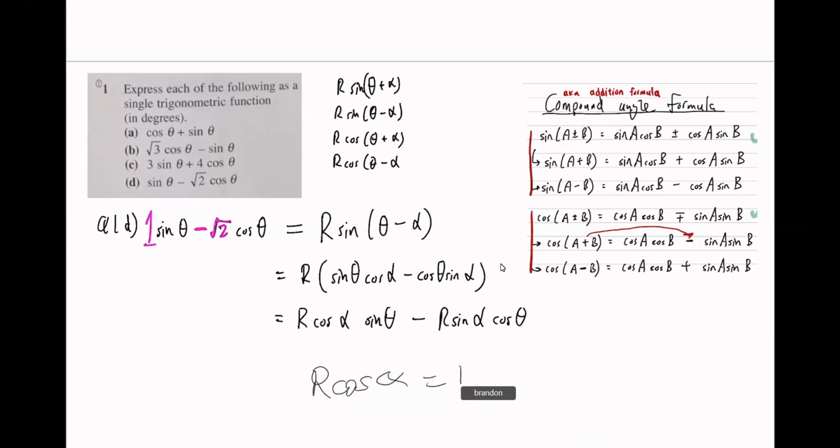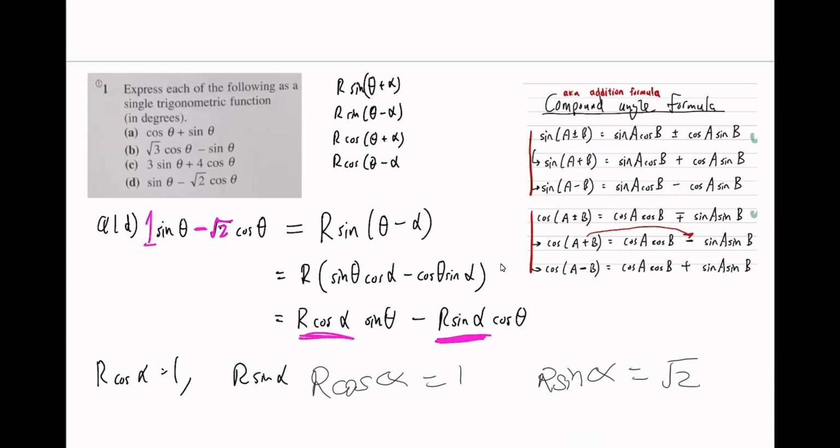1 negative square root 2. R cos alpha minus r sine alpha. I don't need the minus, just focus on r sine alpha. So as a result, what do I get? Yes, exactly. R cosine alpha equals 1. R sine alpha equals root 2. Well done. Good. Let me copy down what you wrote first. Cos alpha equals 1. Sine alpha equals square root 2. Let's call this equation 1, equation 2.